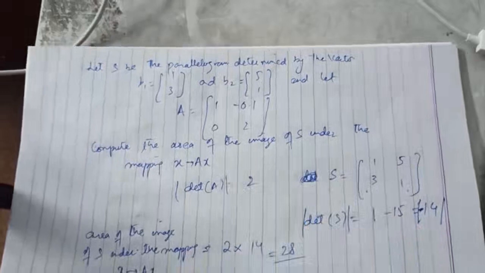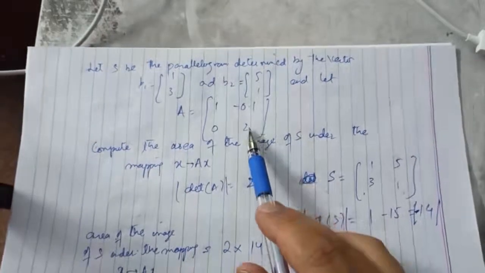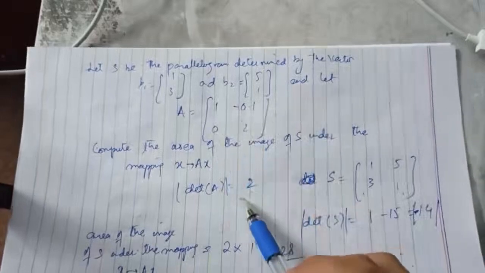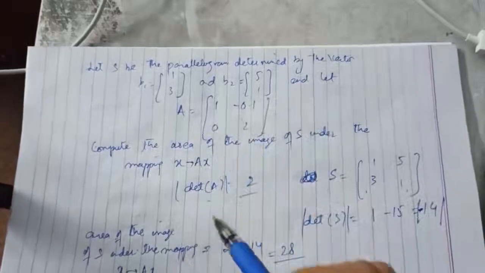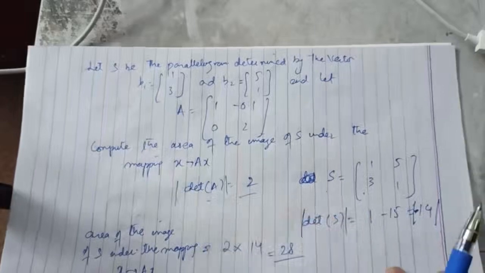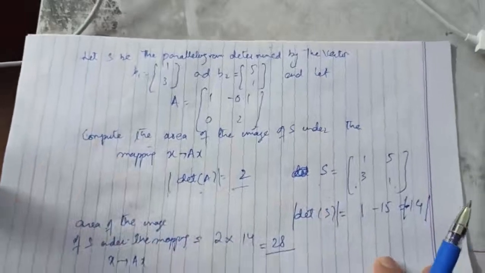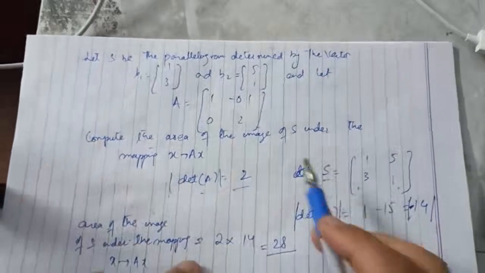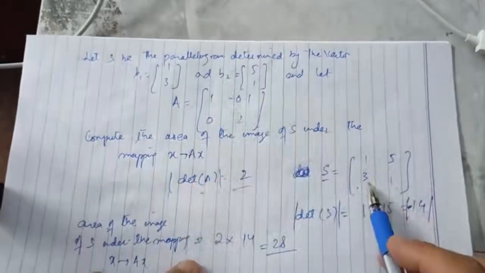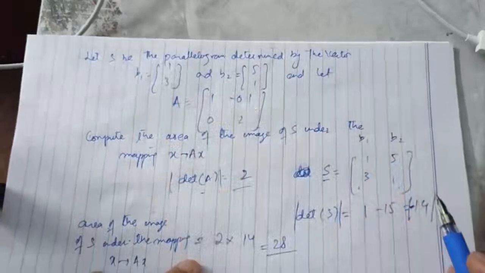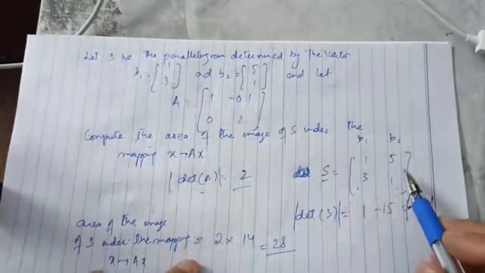Now straight away we can find the determinant of A, which is 2 times 2 minus 0, that will be 2 here, and of course you have to take the magnitude here, right? Now similarly, you can think of these two vectors b1 and b2 as 1 3, putting here b1 and b2, so 1 3 and 5 1.